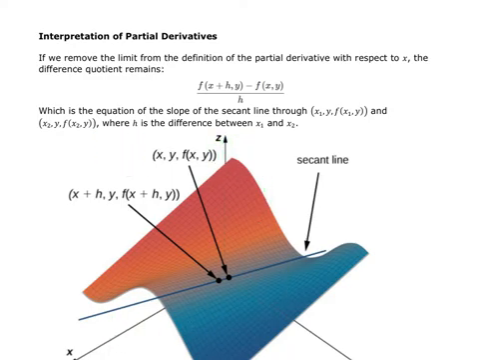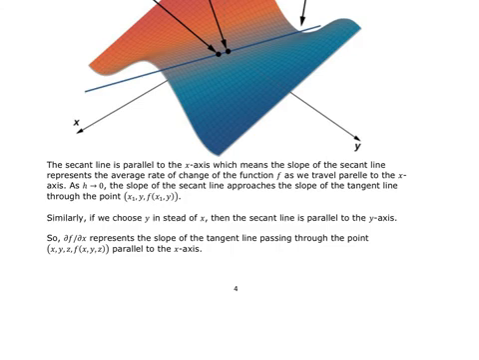So we have this. That's a secant line. That's all it is. Now, the secant line happens to be running parallel to the x-axis, because I'm doing it with respect to x, which means the slope of the secant line represents the average rate of change of the function as we travel parallel. I think there might be an L missing there. Now it's there. To the x-axis.